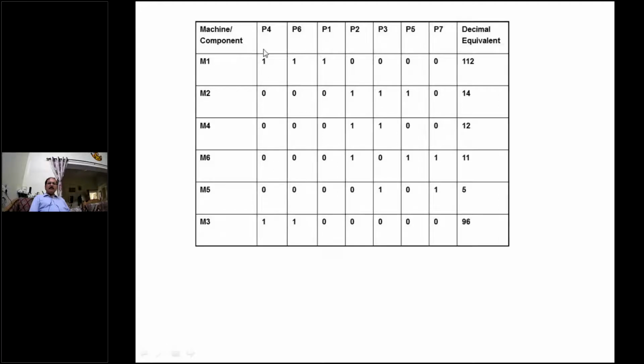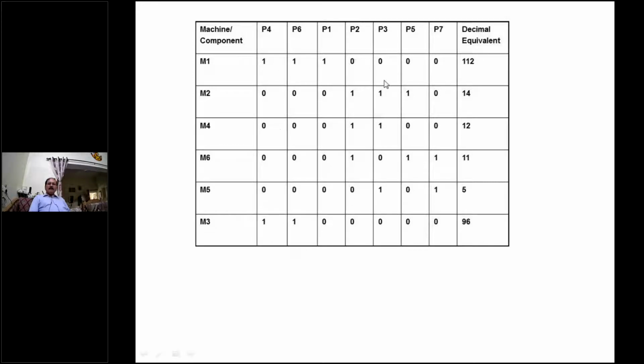Okay, so this is column 4, then column 6, column 1, then column 2, column 3, column 5, column 7. Then after doing this, again a row reordering and a column reordering makes one iteration. So this iteration is to be repeated till you get the part families and the machine cells.